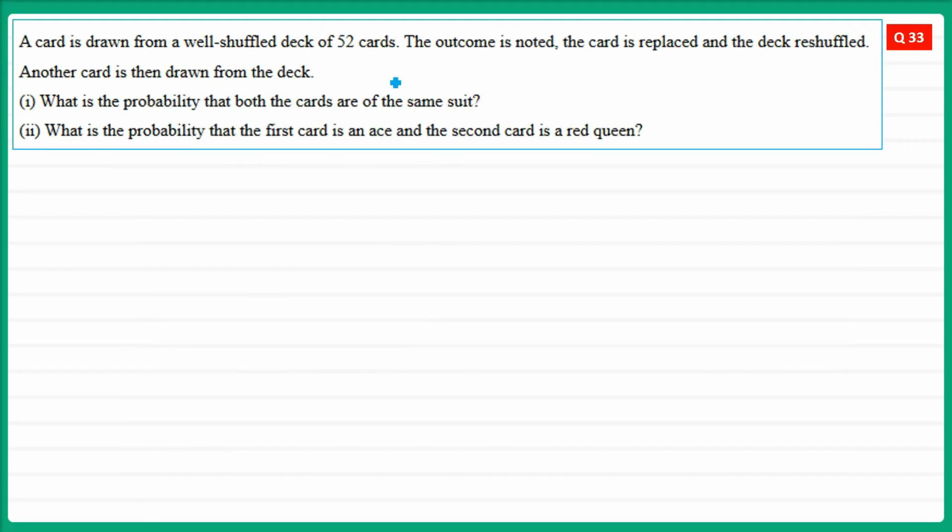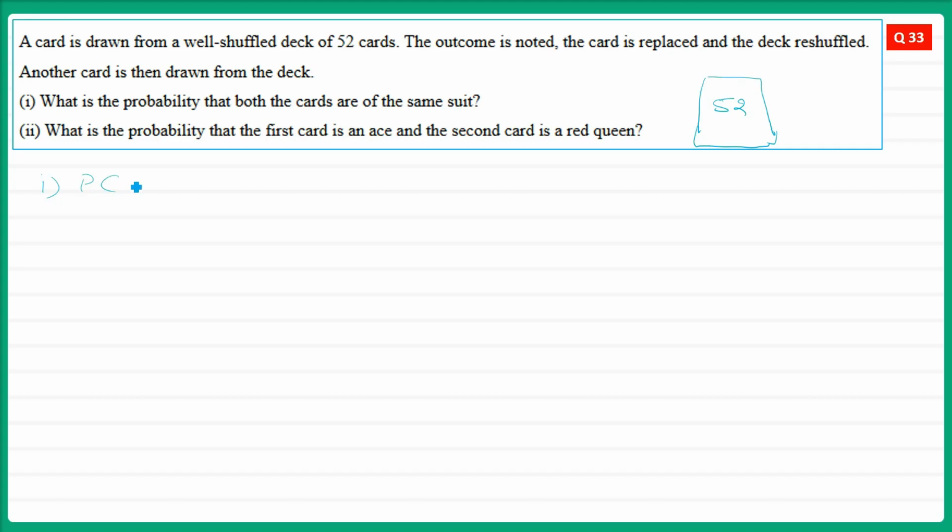A card is drawn from a well shuffled deck of 52 cards. The outcome is noted. The card is replaced and the deck reshuffled. So there is a replacement. Here we have 52 cards in all. I assume you know all the card terminology, then we'll be able to solve this deck of cards problem. What is the probability that both the cards are of the same suit? Both cards should come from the same suit.